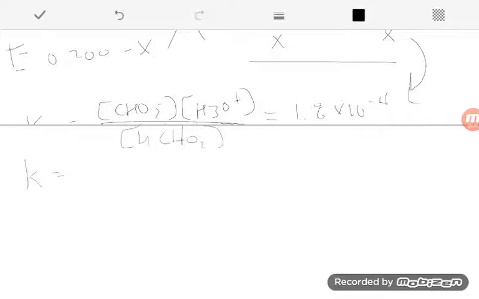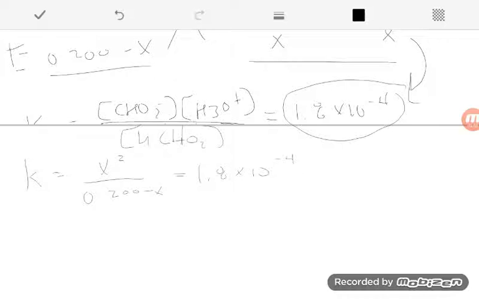So that's going to be X times X, or X squared, over my reactants, which is 0.20 minus X. And that whole thing I know is equal to my Ka, which is 1.8 times 10 to the negative 4. So now I only have one unknown here. The only thing I don't know is x, so I can solve this equilibrium problem.